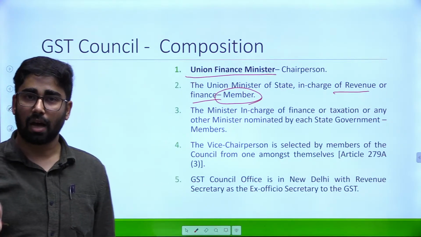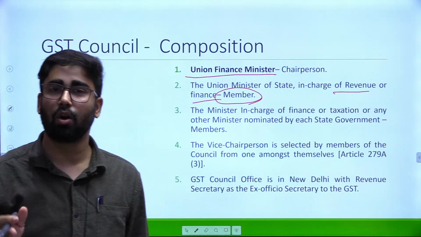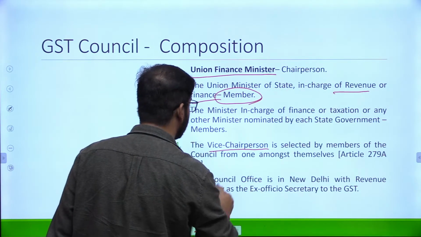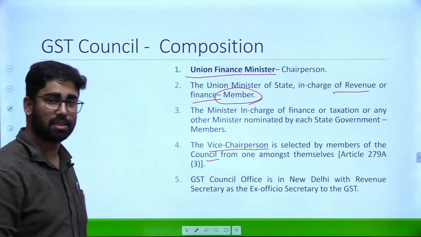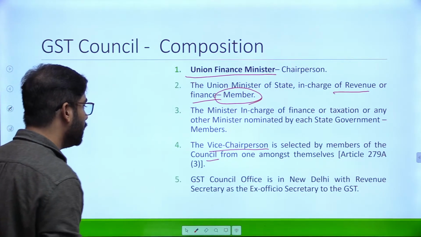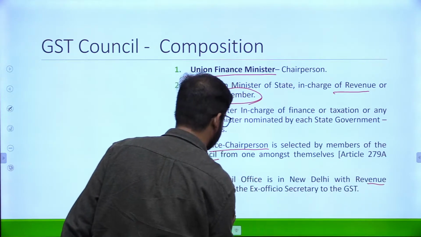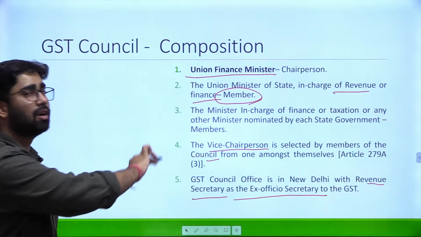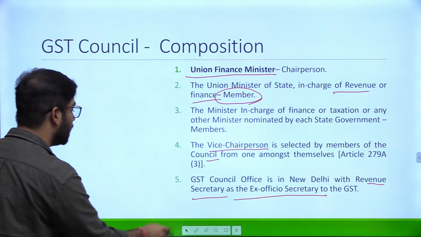Similarly, the members are from the state also, their finance minister or person nominated by them. The vice chairperson is selected by the members of the council from one amongst themselves. And who is the ex officio secretary? It is the revenue secretary. Revenue secretary as the ex officio secretary to the GST. So this is the composition of GST Council.